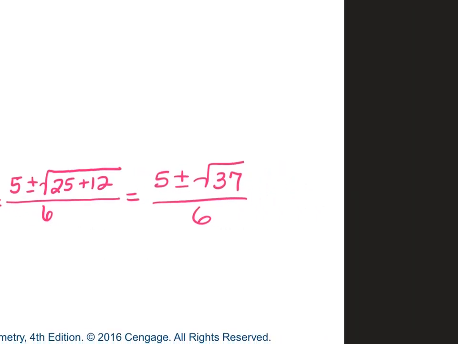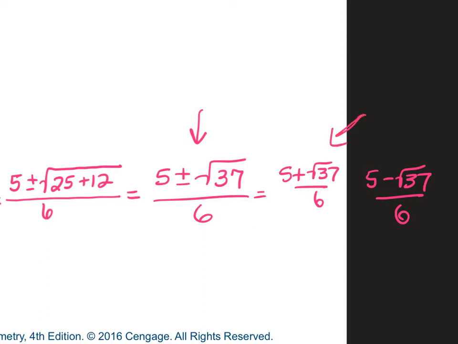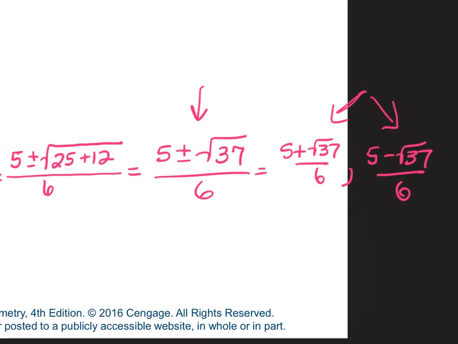So here is my answer. I can write it like that, or you can write 5 plus the square root of 37 over 6 and 5 minus the square root of 37 over 6. I'm not exactly sure how WebAssign wants it. I don't know if they'll let you put in a plus or minus. They might make you put it in where it's two different solutions separated by a comma. I'm not sure.